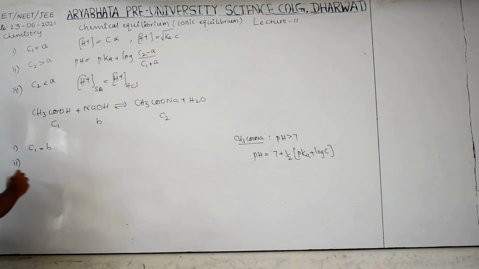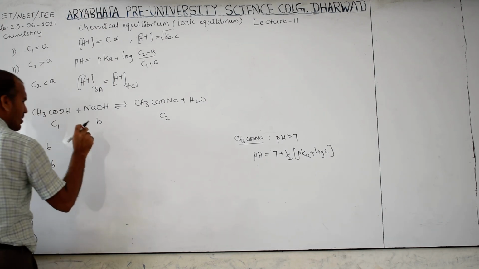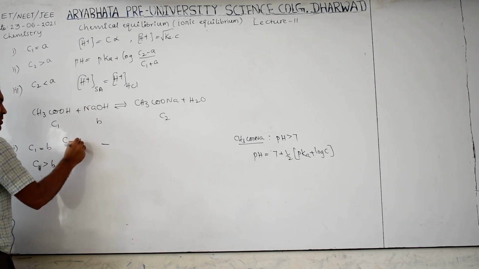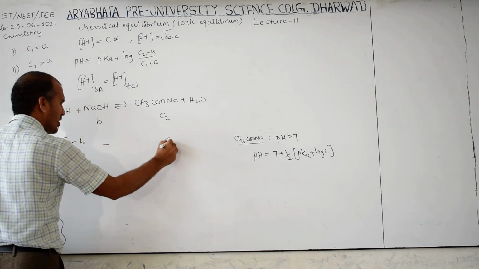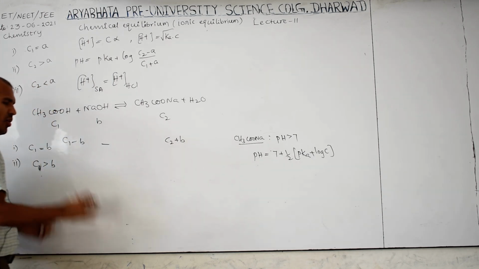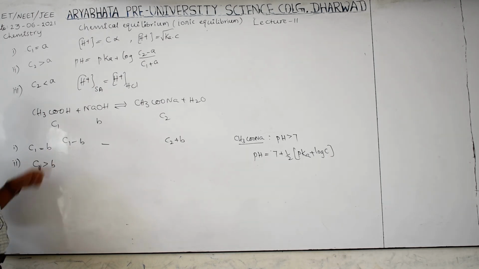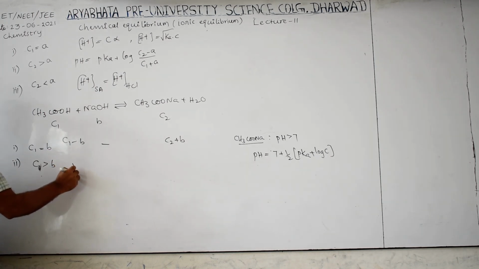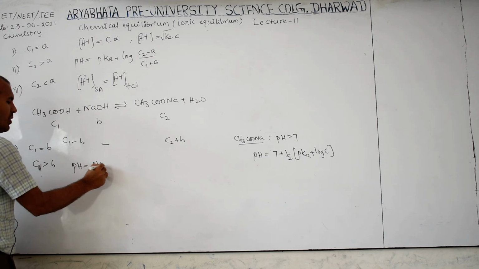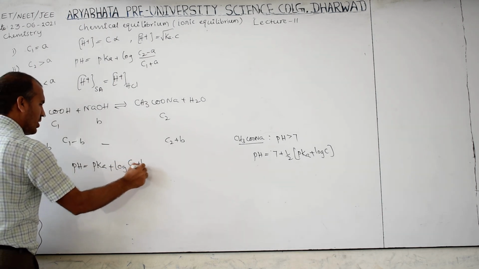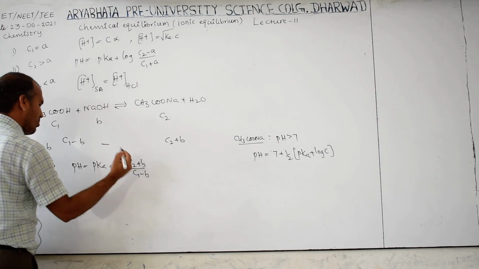Second case, what is there? C1 is greater than B. Then B is the limiting reagent, that is, C1 minus B remains, and then C2 plus B. Now in the reaction vessel salt will be there and acid will be there, therefore this is an acidic buffer solution. That time pH is equal to pKa plus log of salt concentration, C2 plus B, by C1 minus B.